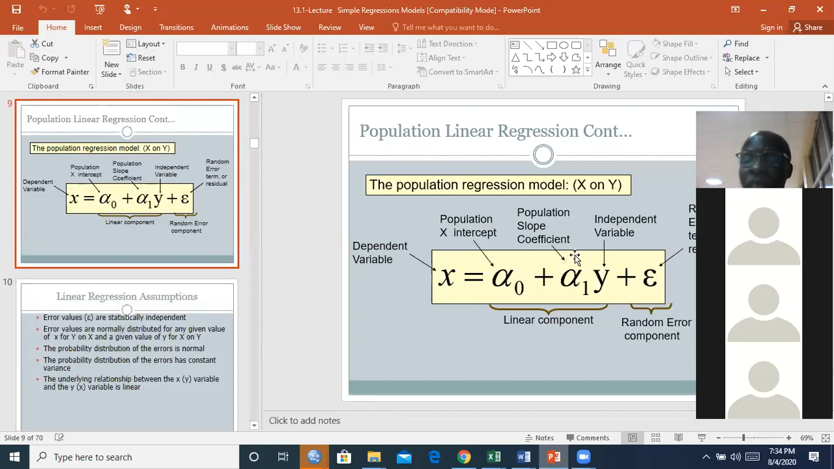This is now x on y. Are you seeing x on y? Which symbol is this? Alpha. Alpha naught plus alpha 1 y. That's what you have just built that side, with an error term e. You'll see what it means in a minute.